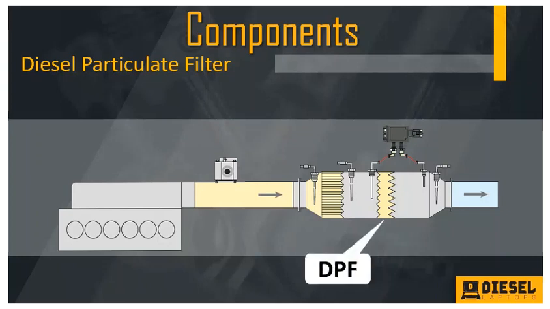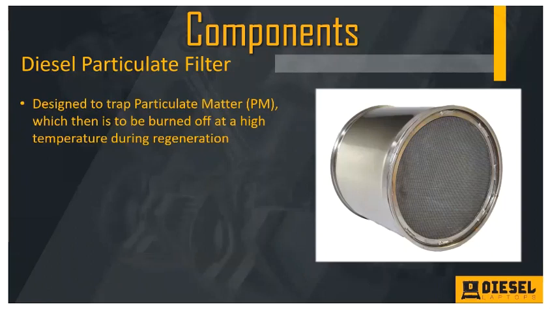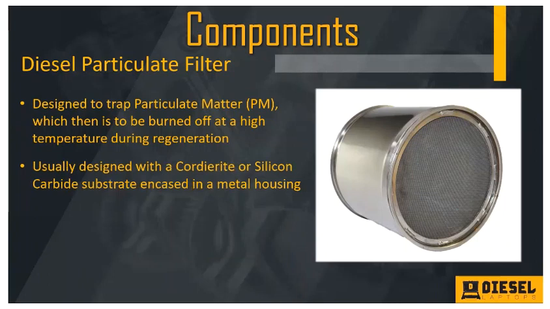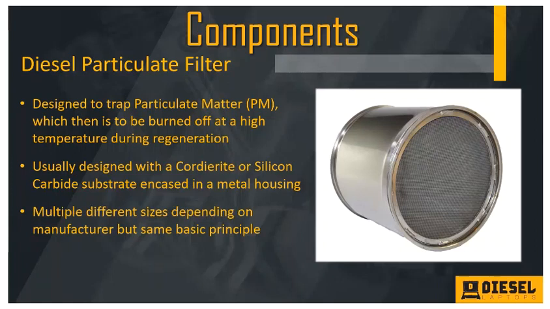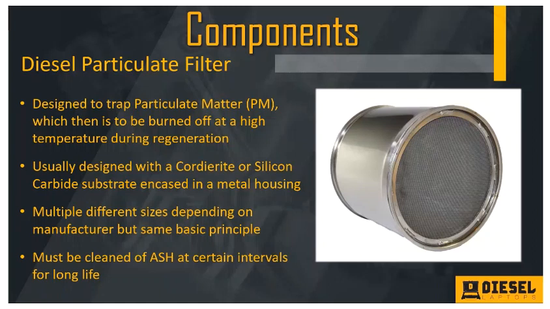So let's talk about that DPF, that diesel particulate filter. DPFs are designed to trap particulate matter, which is then to be burned off at a high temperature during regeneration. Usually designed with a cordierite or silicon carbide substrate encased in a metal housing. Multiple different sizes and shapes depending on manufacturer, same basic principle. Must be cleaned of ash at certain intervals for a long life. So we can regenerate these chambers if it's full of soot, but if it's full of ash, we can't. We can't burn ash down any further than ash is already burnt.